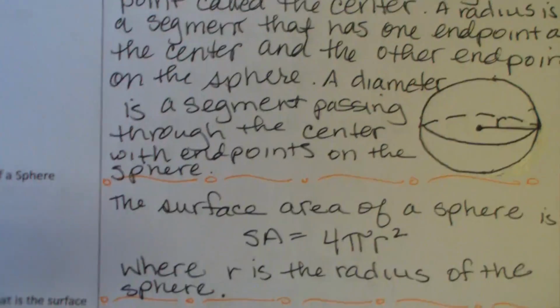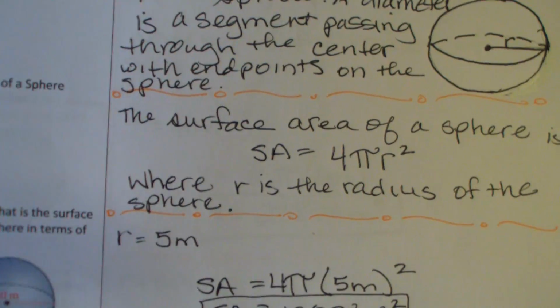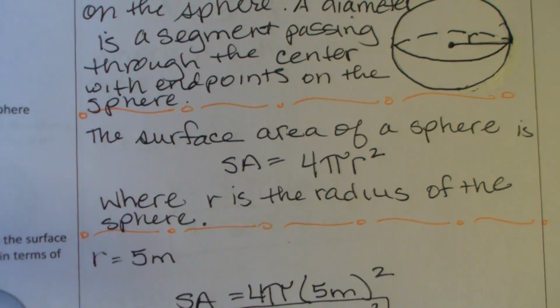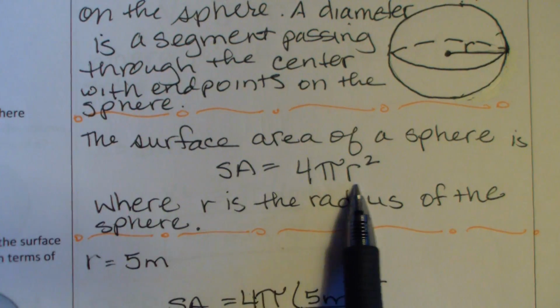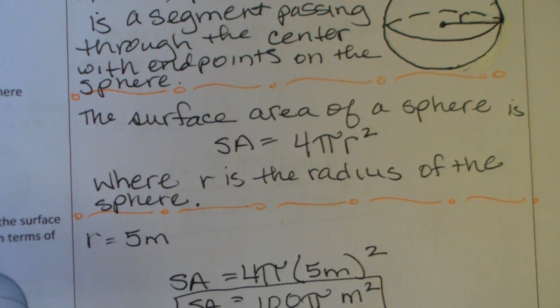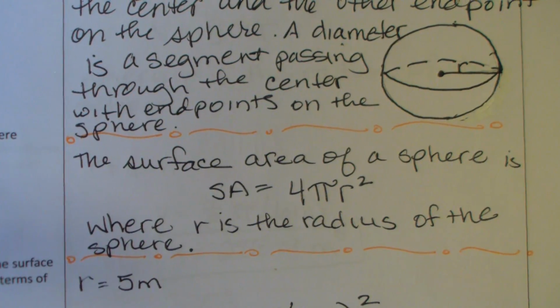Alright, so the surface area of a sphere is very easy to find. All we need is the radius to figure it out. The surface area of a sphere is 4 pi r squared, where r is the radius of the sphere.